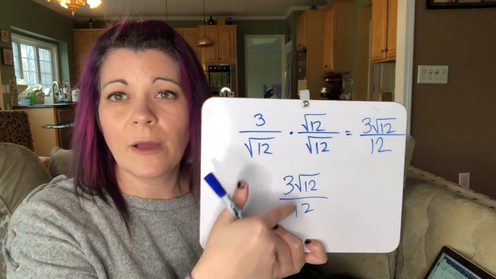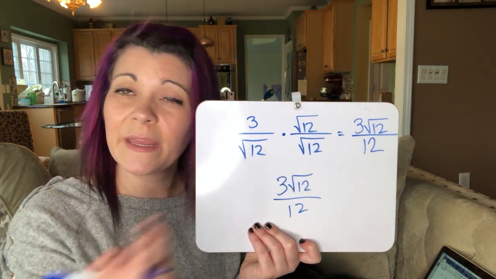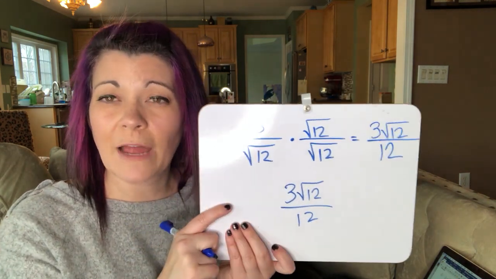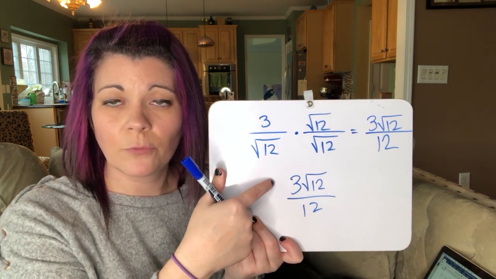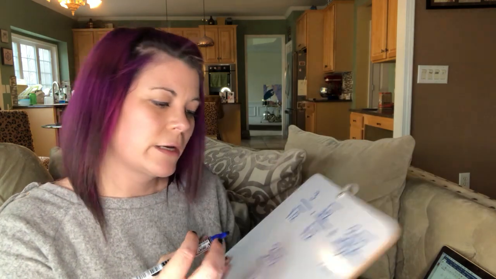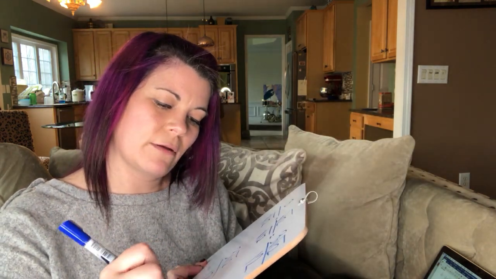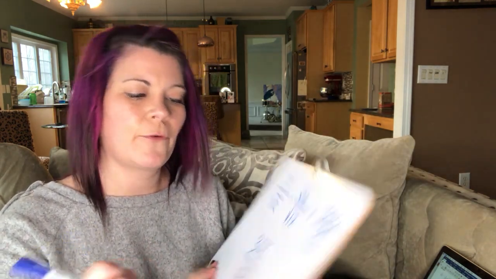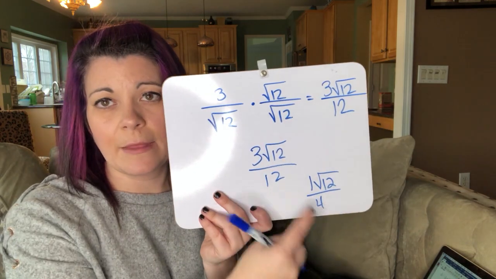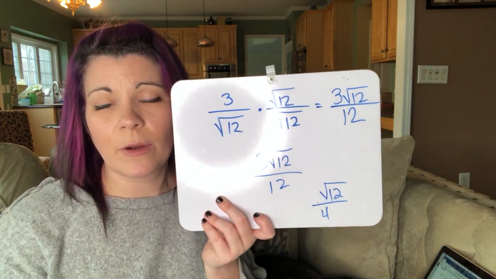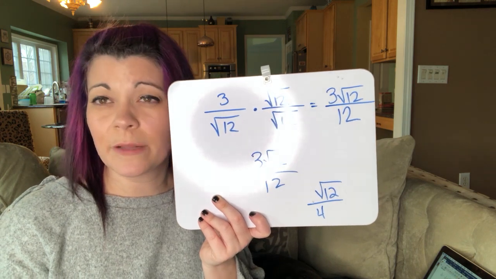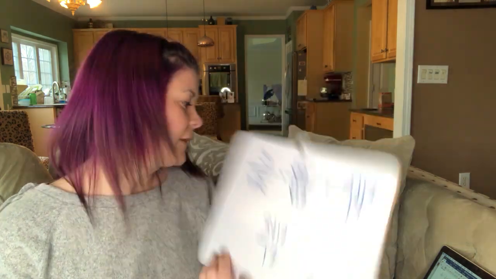Now we have 3 and 12. They're both outside the radical, so we can simplify them like a fraction. We can reduce this down: 3 divided by 3 is 1, 12 divided by 3 is 4. So 1 square root of 12 over 4 is how we reduce that. Technically, we don't even need that 1, so we can erase it. So it can just be square root of 12 over 4, because that 1's understood. That is how you multiply and divide radicals.